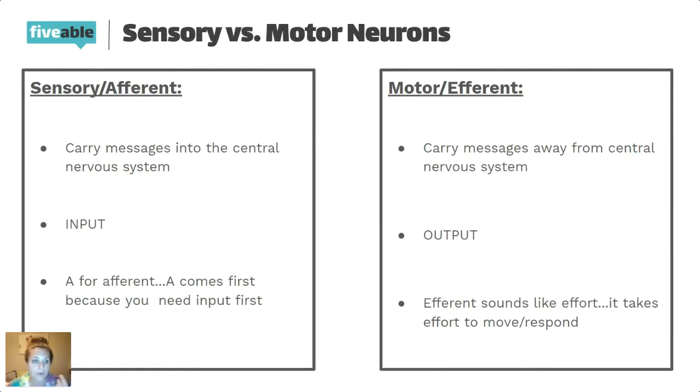Again, we have a lot of motor neurons in our fingertips, places that we use a lot, our lips. That's probably two of the biggest places, fingers, mouth, lips. But yeah, just make sure you know those two different types. And I think the A and the E thing is useful for remembering that. Okay.